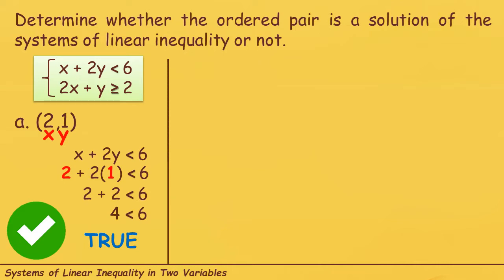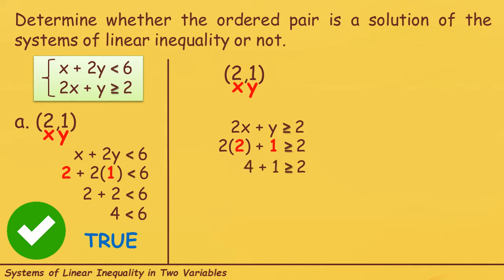Paano kaya sa second inequality? So let us substitute our given ordered pair 2, 1 sa pangalawa namang linear inequality. 2x plus y is greater than or equal to 2. Same process. Substitute natin si x and y sa ating linear inequality. Magiging 2 times 2 plus 1 is greater than or equal to 2. Let us simplify. 2 times 2 is 4, plus 1 is greater than or equal to 2. 4 plus 1 is equal to 5. 5 is greater than or equal to 2.